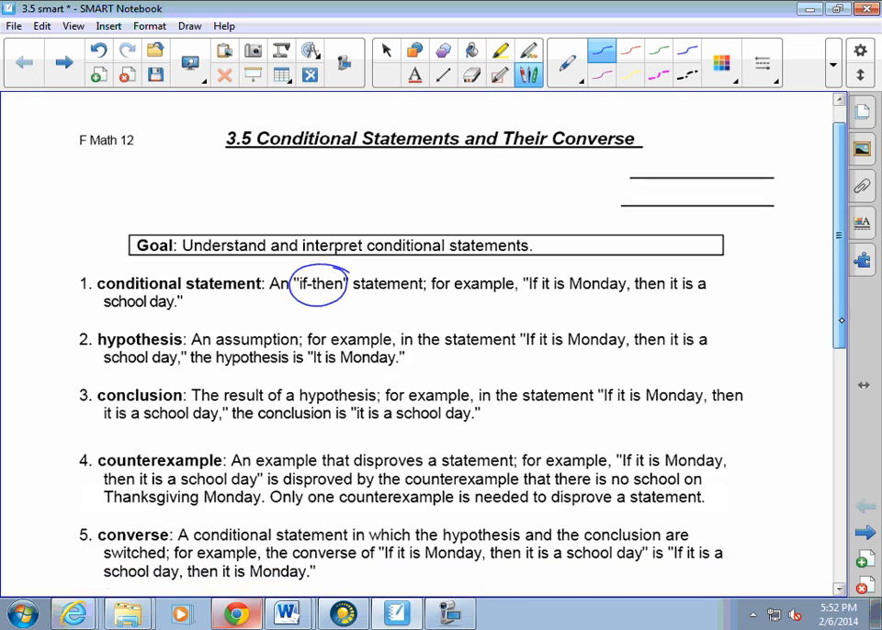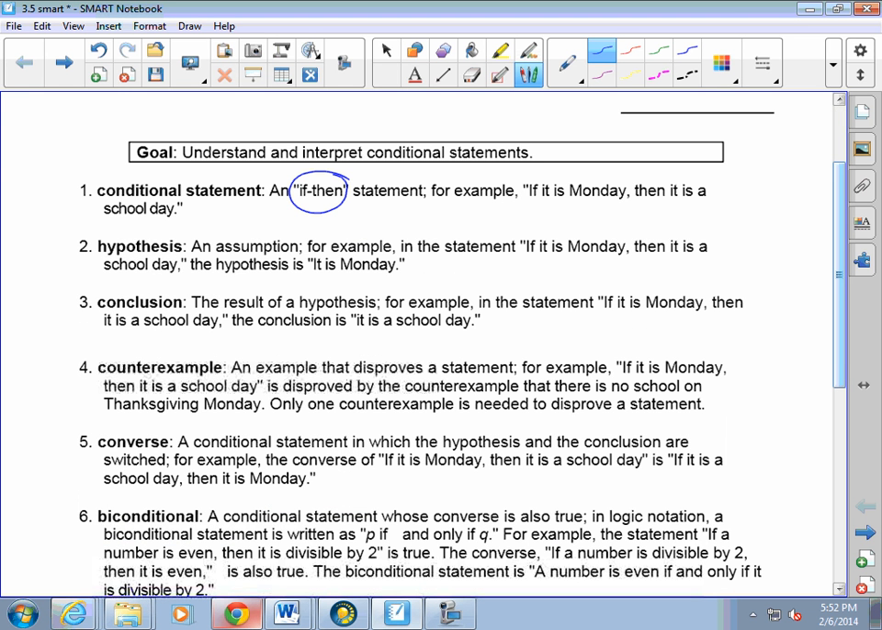A counterexample, then, is an example that disproves a statement. For example, if it is Monday, then it is a school day, is disproved by the counterexample that there is no school on Thanksgiving Monday. Only one counterexample is needed to disprove a statement. So as soon as you can find one counterexample, that disproves a statement. You don't need to find more than that.